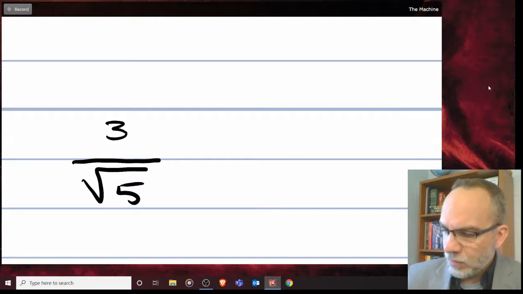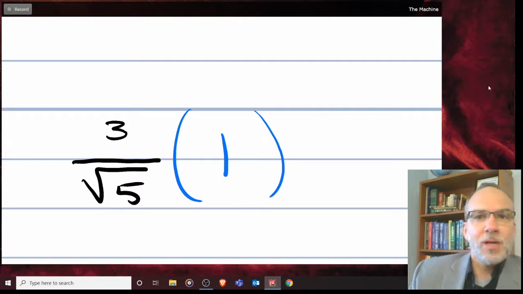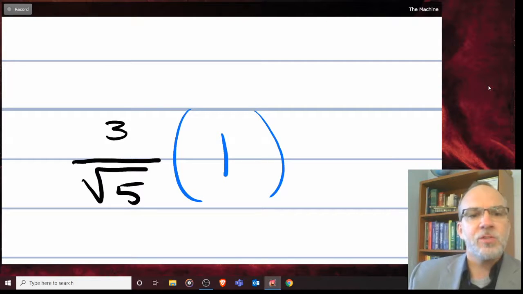Well, remember that I can multiply something through by 1 and not change the value, right? If I multiply 3 over the square root of 5 by 1, I don't change what the value is, but that's not very effective.